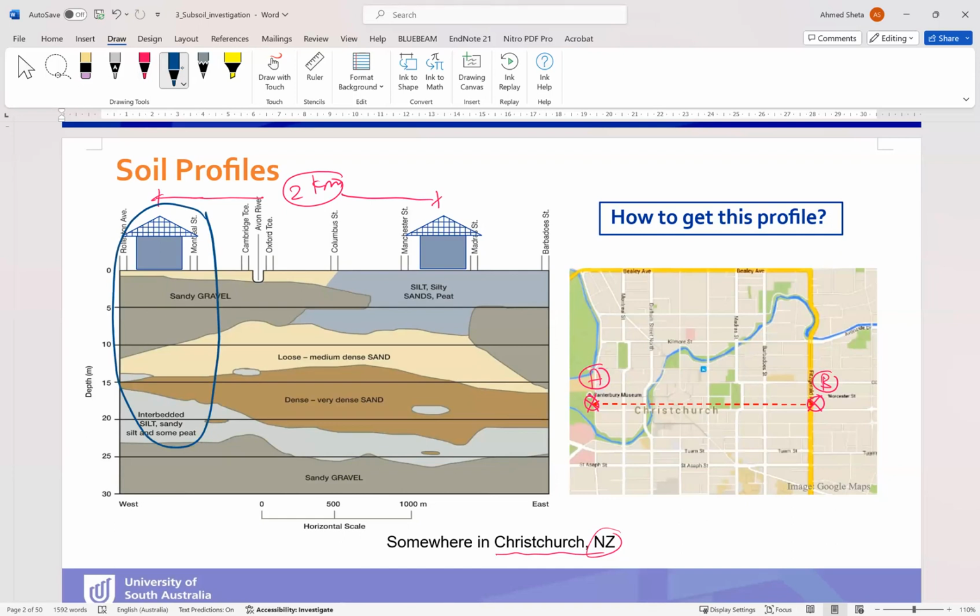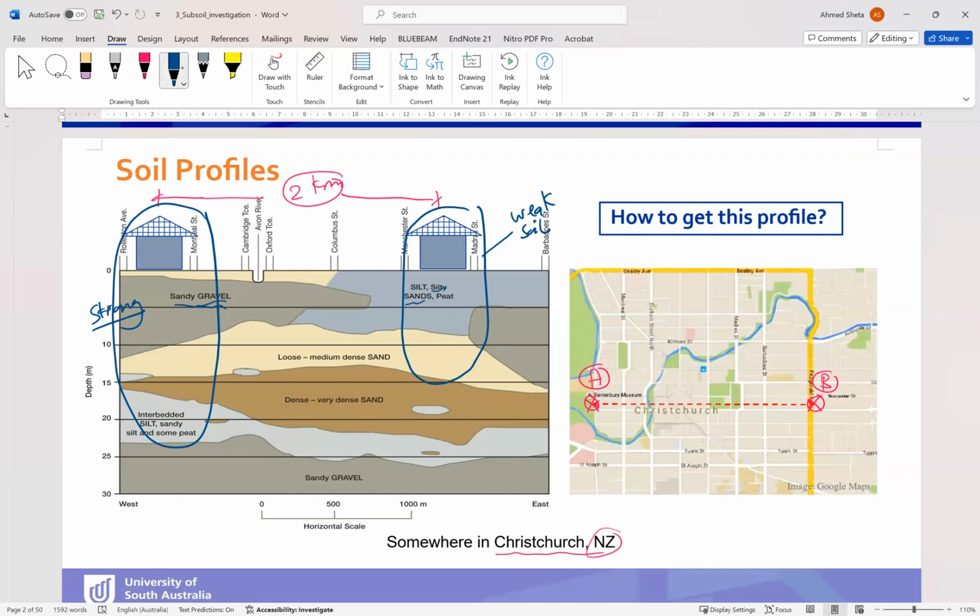Here, in this area, you can see there is a sandy gravel layer, a very strong one. So this is a strong layer. And if you look at here, if you take the soil underneath this building, it is weak soil, because we have silty sand, but here we have gravelly sand or sandy gravel.